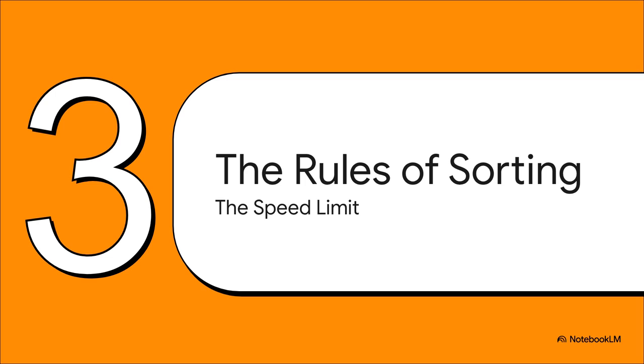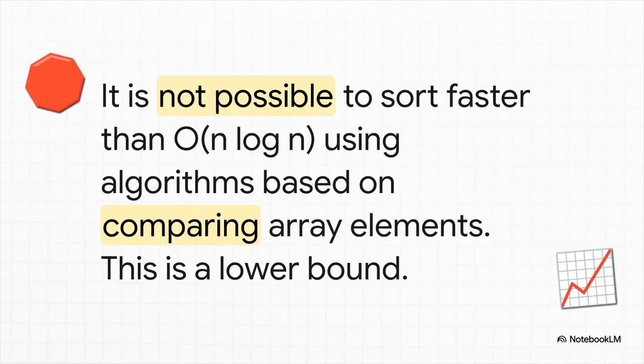Is there like a universal speed limit for sorting? Well, for any algorithm that works by comparing elements, asking, is this bigger than that? The answer is a hard no. It's been mathematically proven that O(n log n) is the absolute best you can do. Think of it like a game of 20 questions. There are just way too many possible ways the list could be sorted, and each comparison only gives you a little bit of information. You simply can't figure it out any faster.